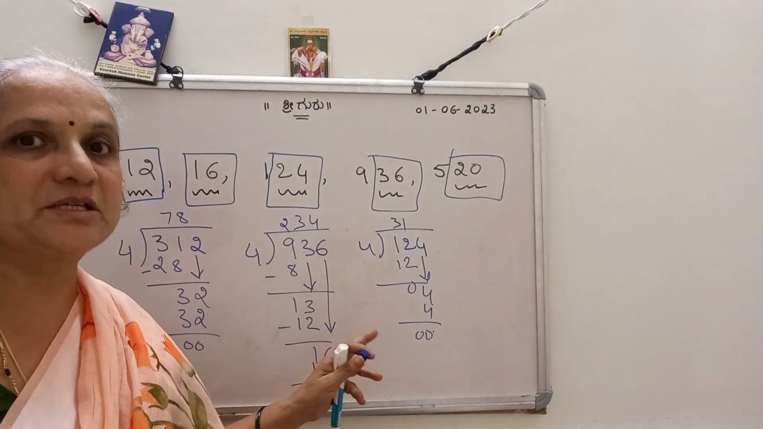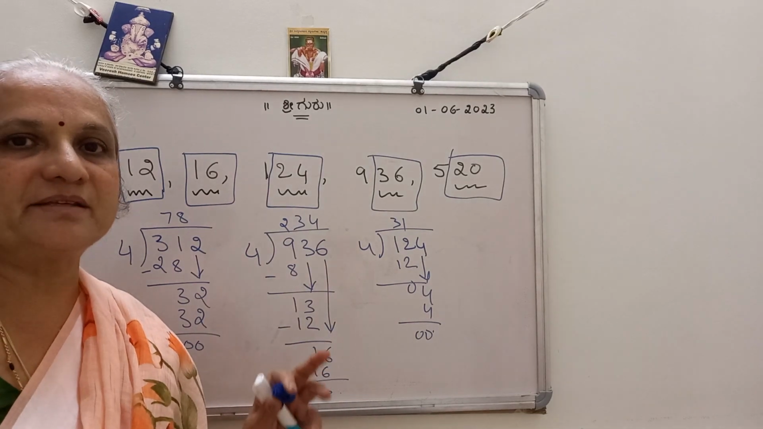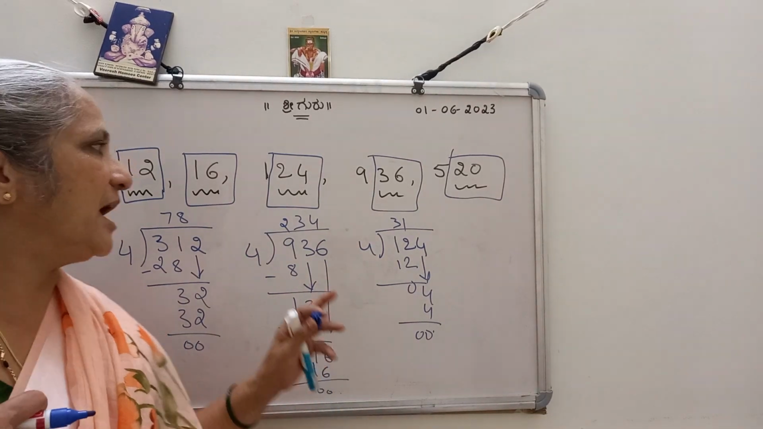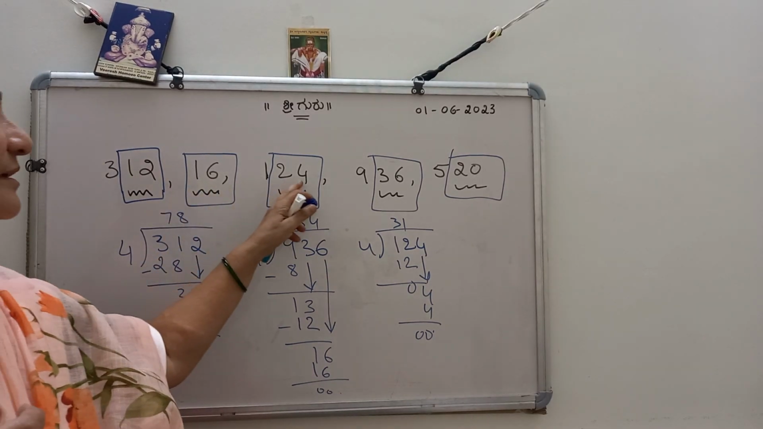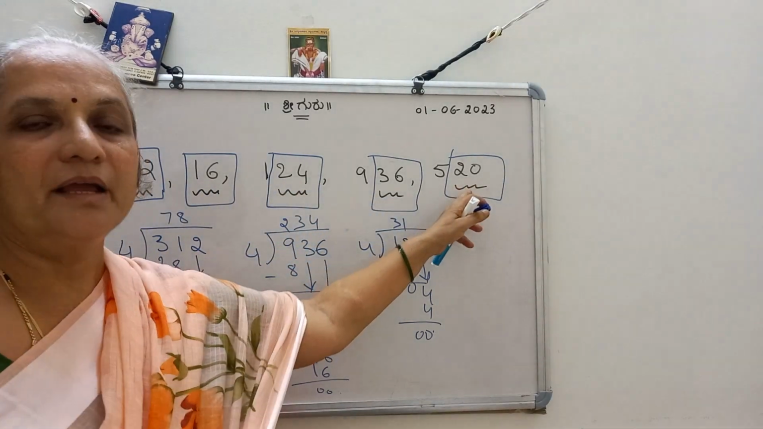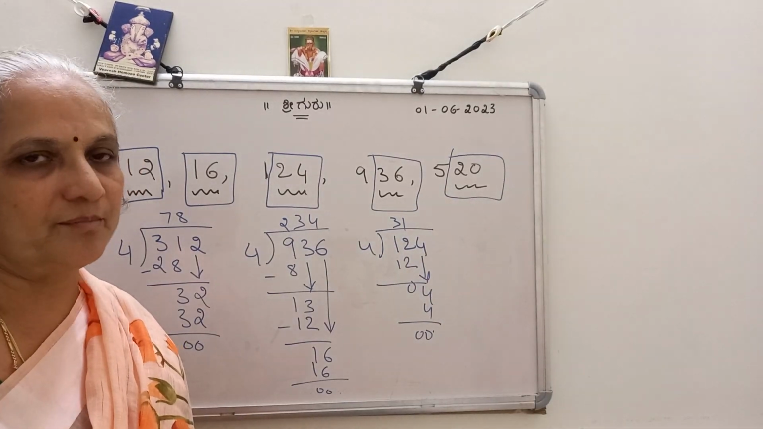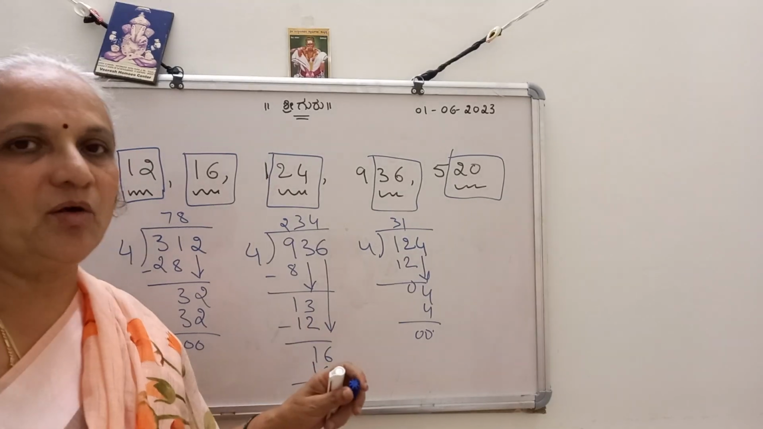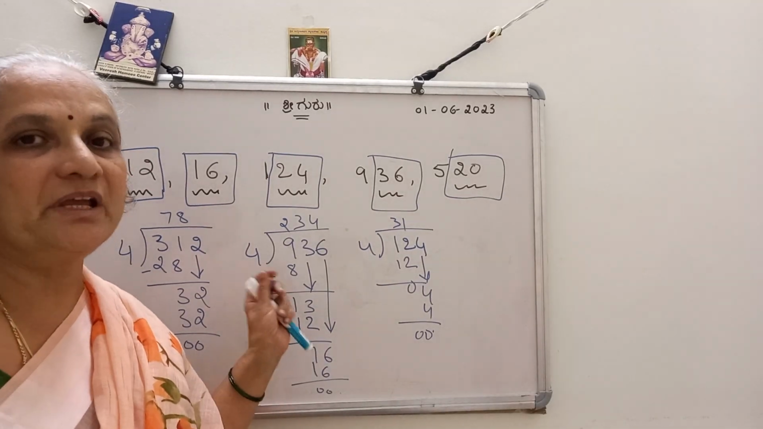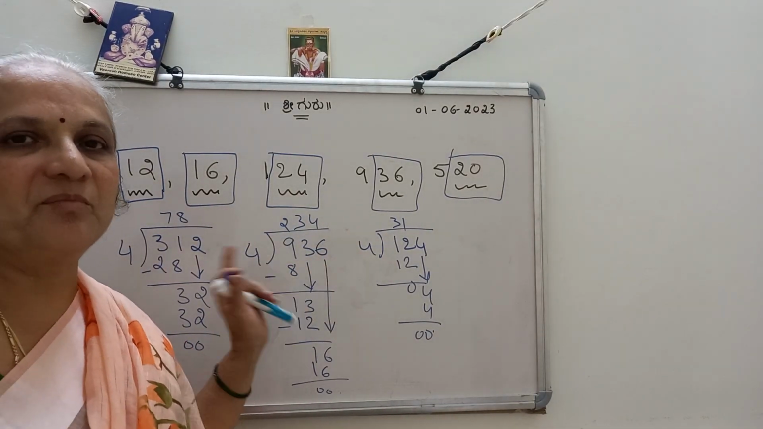So, what is the test of divisibility, or how to check whether the given number is divisible by 4? We have to consider the last two digits of the given number. If the last two digits of the given number is divisible by 4, or that number is a multiple of 4, then we conclude that the given number is divisible by 4.